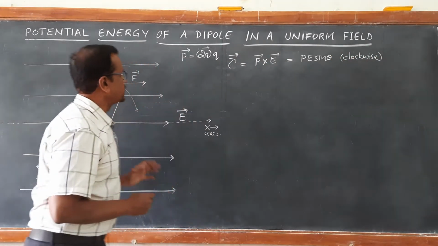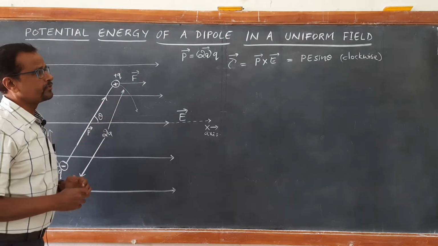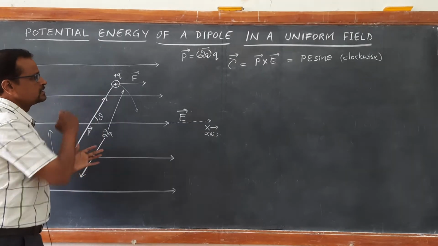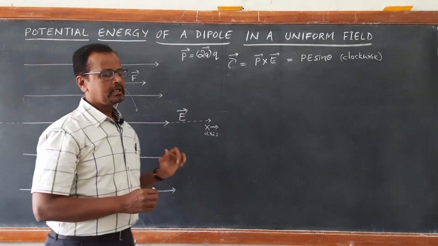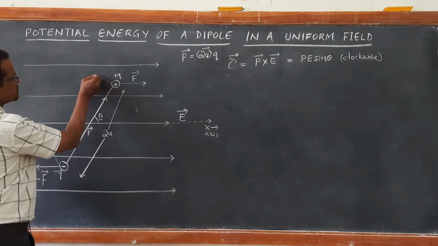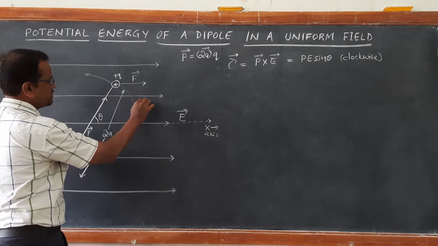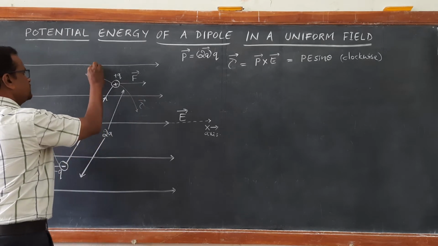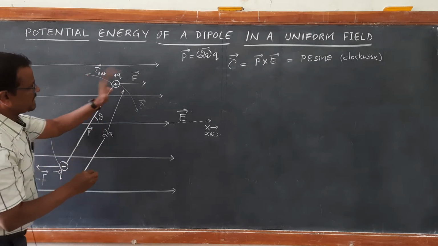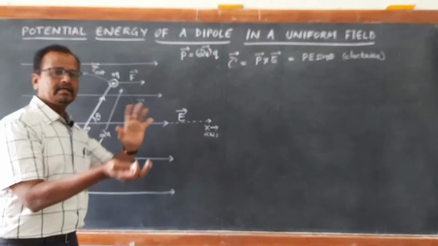Now, we want to derive the expression for potential energy stored in a dipole in a uniform field. So, for that we need to do work against this torque. Let us exert an external torque in the opposite direction. This is the torque exerted by electric field. Now, we are exerting an external torque which is exactly equal to the torque exerted by electric field, but in the opposite sense.